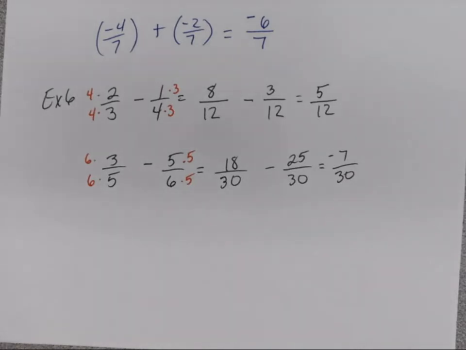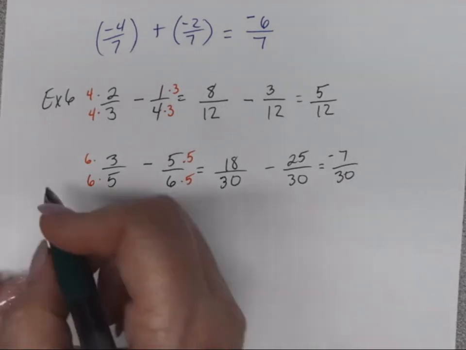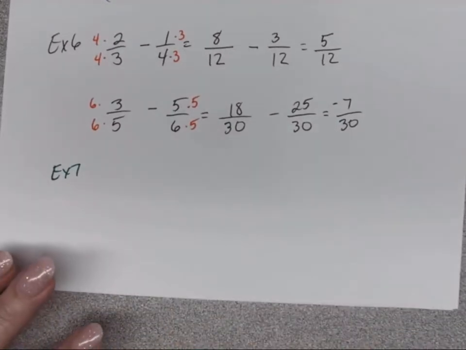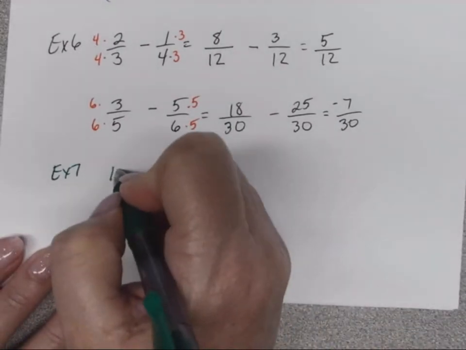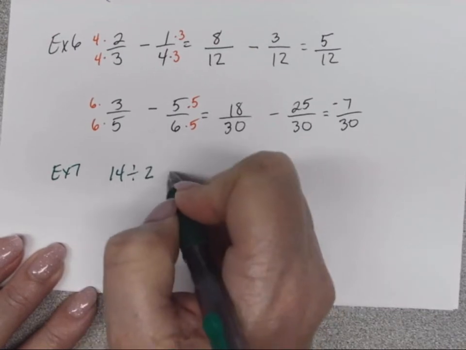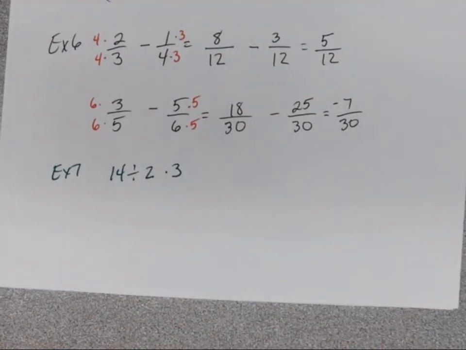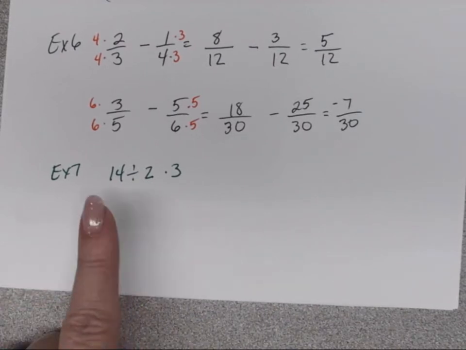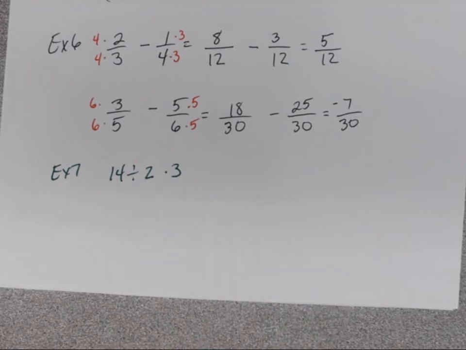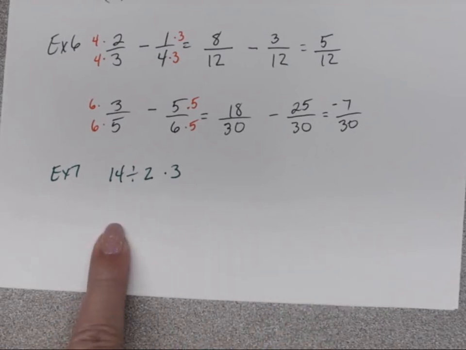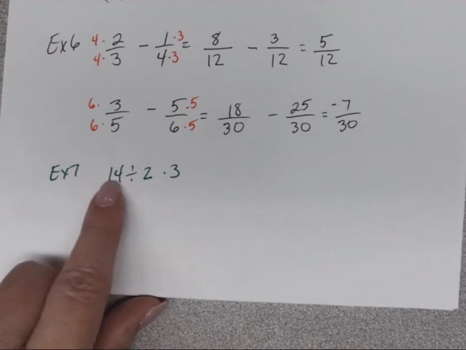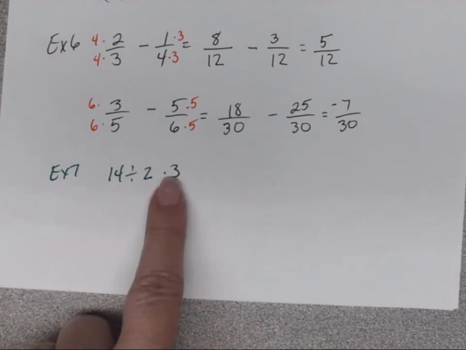All right, let's look at example 7. So for example 7, we are looking at 14 divided by 2 times 3. Well, here we have to follow the order of operations. This is where some do not understand the order of operations correctly. It is not multiplication and then division. It is multiplication and division from left to right. So we will do exactly what it says from left to right because this is just division and multiplication.